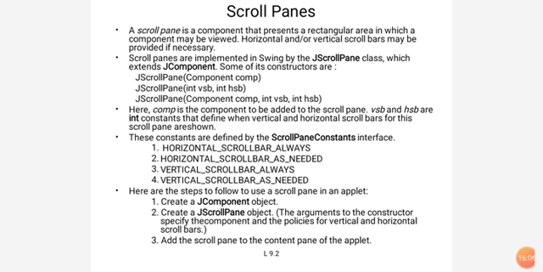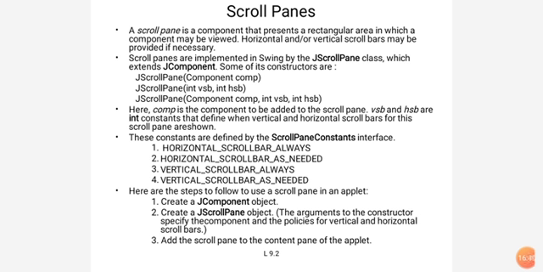In the third ScrollPane constructor, we are specifying the component as well as the vertical and horizontal scroll bar policies. Here the component is added to the ScrollPane, and VSB and HSB are constants that define the vertical and horizontal scroll bars for this ScrollPane. These constants are defined by ScrollPaneConstants, and HSB and VSB are used as parameters in the constructors of the ScrollPane. What are the constants defined by ScrollPaneConstants?